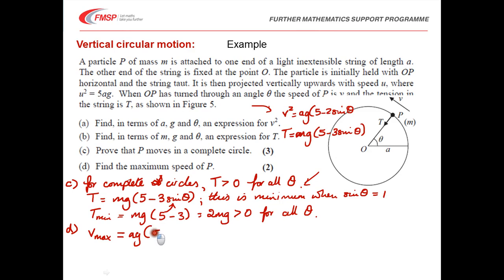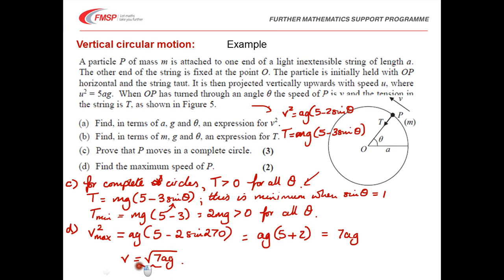So ag times 5 minus 2 sine 270, and sine of 270 is going to be negative 1, so we've got ag times 5 plus 2, which is 7ag. Sorry, I should have put v squared max in there. It's asking us for the maximum value of v, so we do just need to take the square root. Maximum value of v is going to be the square root of 7ag.